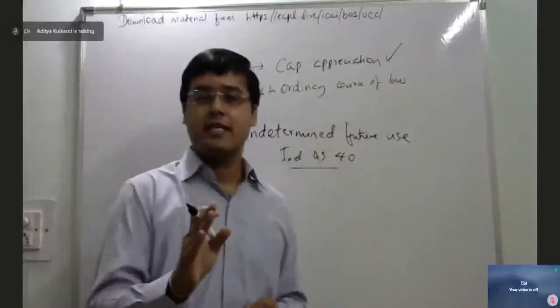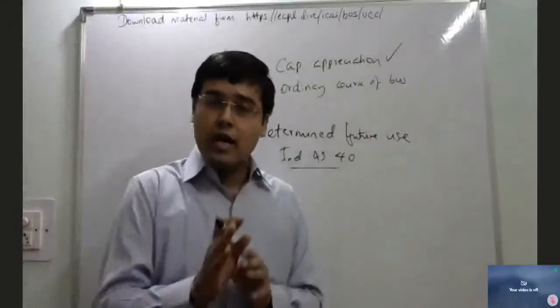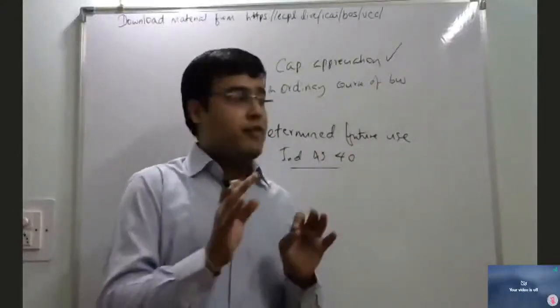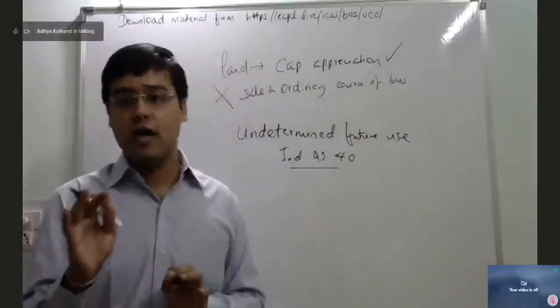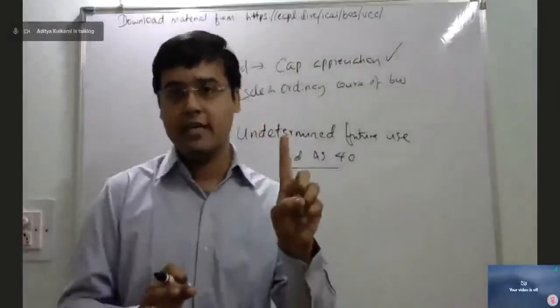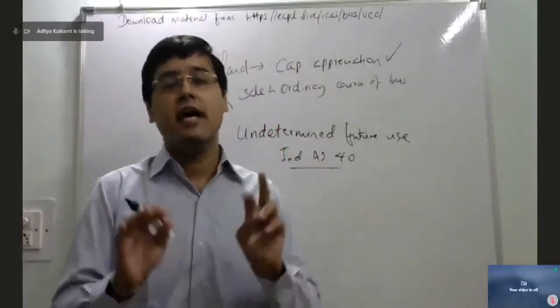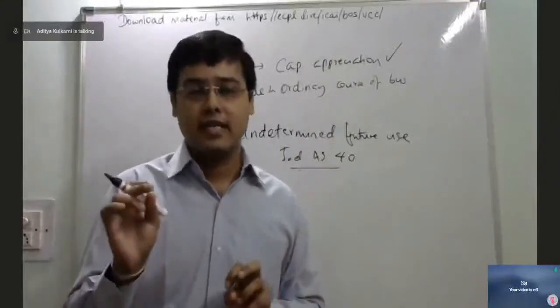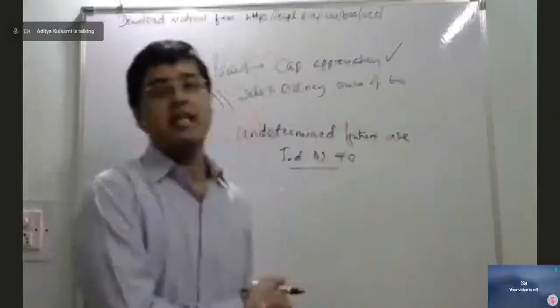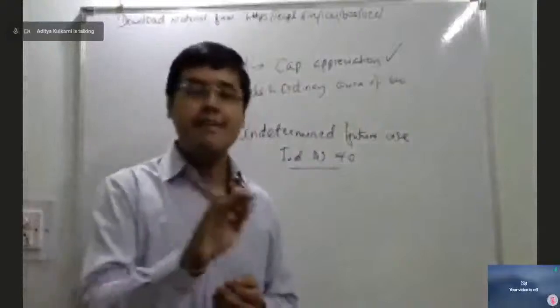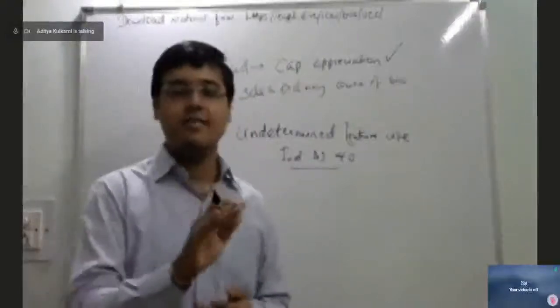Look at the objective. No company makes a purchase of an asset unless they know how to use it. That could be one objective. The second objective is that the company could be having additional liquidity. It wants to invest it somewhere.